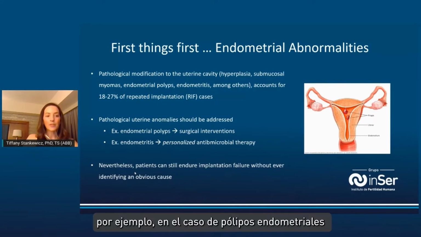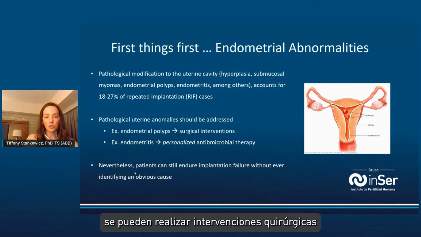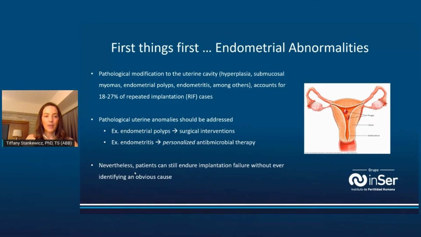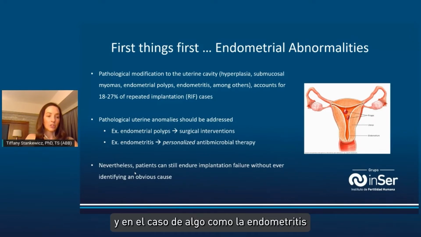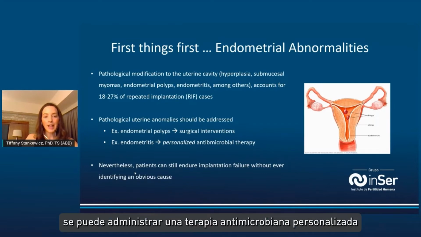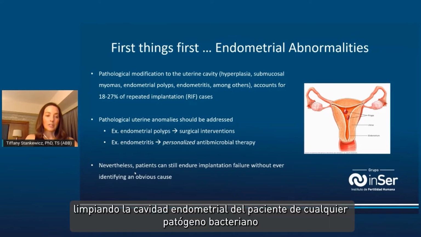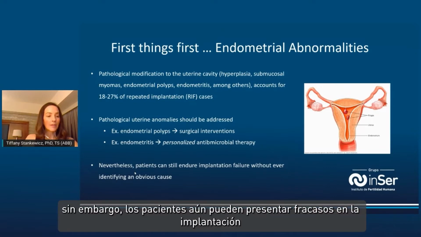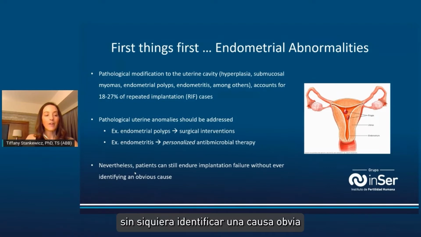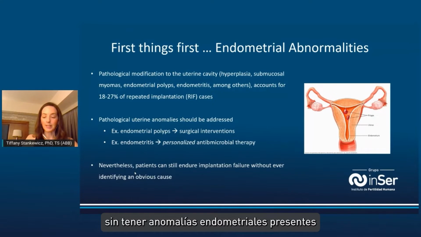So for example, in the case of endometrial polyps, surgical interventions can take place. And in the case of something such as endometritis, personalized antimicrobial therapy can be administered, clearing the patient's endometrial cavity of any bacterial pathogens. Nevertheless, patients can still endure implantation failure without ever identifying an obvious cause or having such endometrial anomalies present.